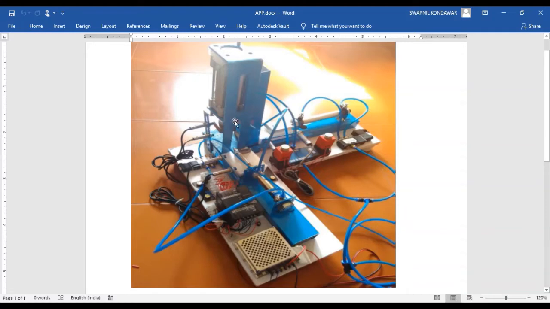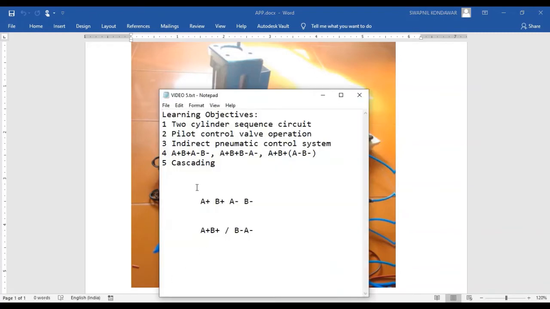Here there are basically three cylinders, and the sequence depends on the user. Suppose somebody is continuously taking out the finished product, then there will be a need for only two cylinders. In that case, whatever our application is, A plus B plus A minus B minus can be fine. So let's see A plus B plus.